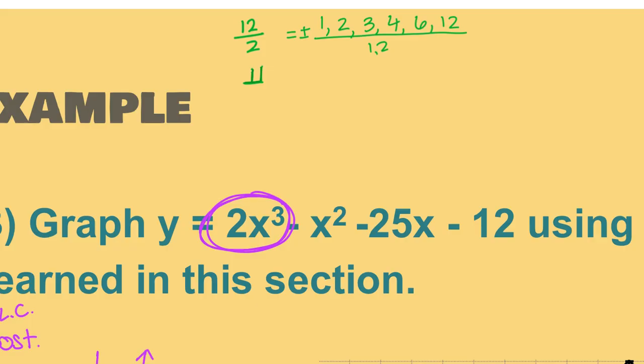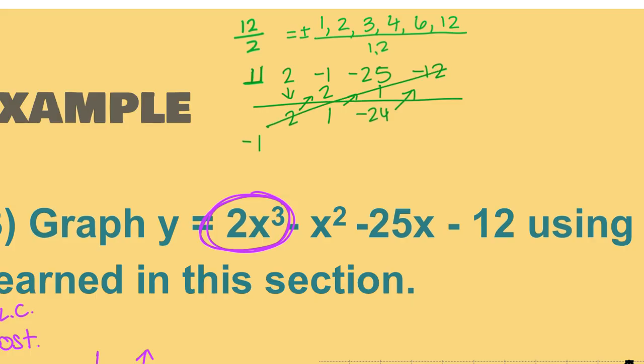Okay, so I'm going to take those coefficients. I have 2, -1, -25, -12. Yes, on your test and quiz, you have to try all of them, even if it's 6, in order for you to find those factors. So bring that 2 down, 2 times 1 is 2, I'm going to end up with 1. 1 times 1 is 1, I'm going to get -24. And clearly this is not going to be one of my factors, so I'm just going to go ahead and cross it out. Going to the next one, I'm going to try -1.